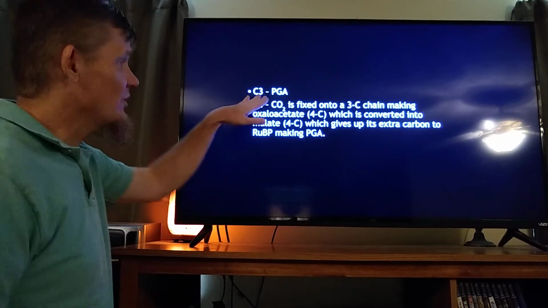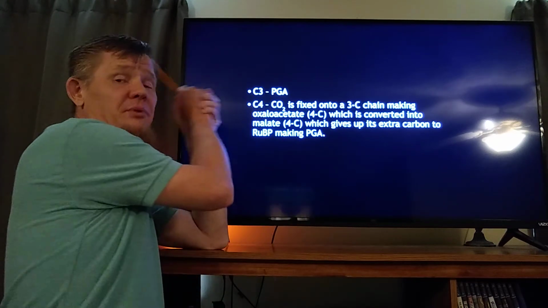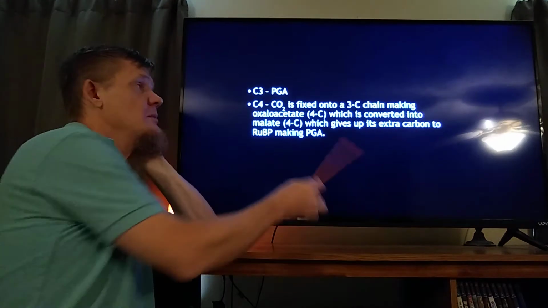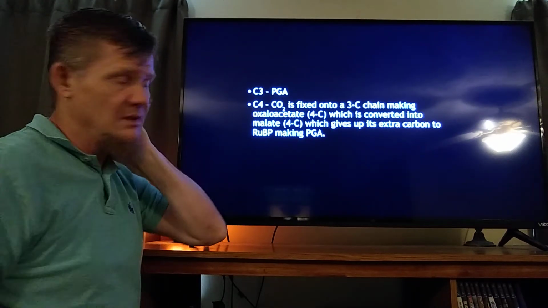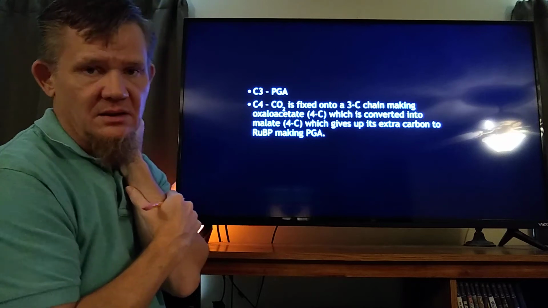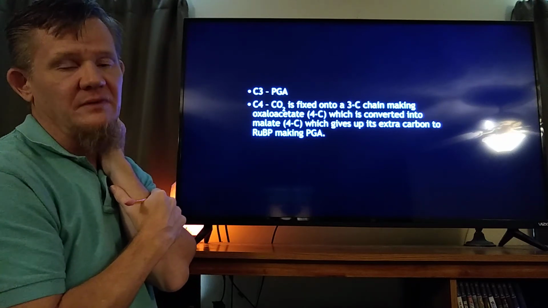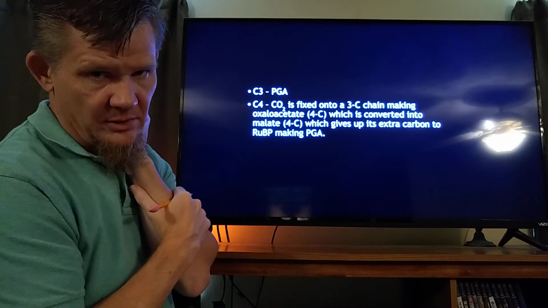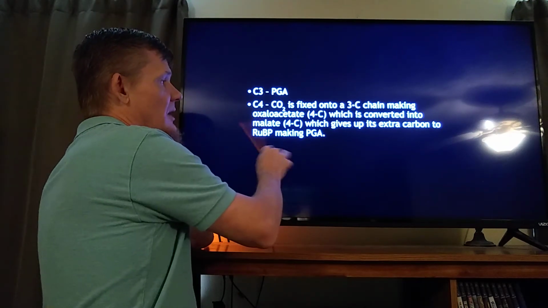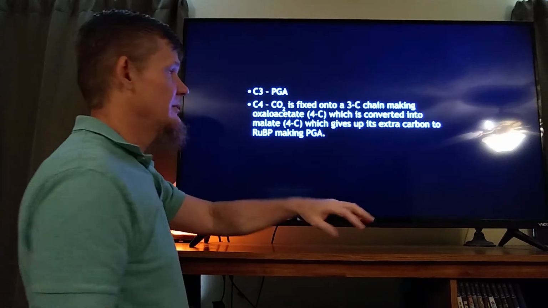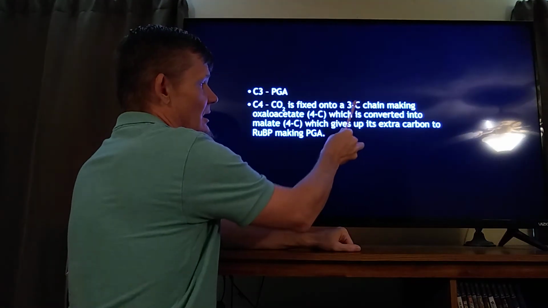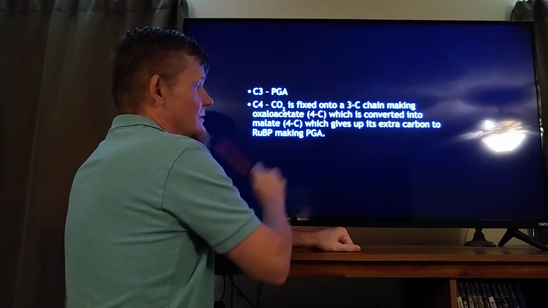A C3 plant is called C3 because the first stable product of carbon fixation is a 3-carbon molecule, and that 3-carbon molecule is PGA. A C4 plant, guess why it's called C4? Because the first stable product of carbon fixation is a 4-carbon molecule. And that 4-carbon molecule is called oxaloacetic acid. Don't worry about it. It's not that big of a deal. Carbon dioxide is affixed to a 3-carbon chain, making a 4-carbon chain. That's why it's called C4.